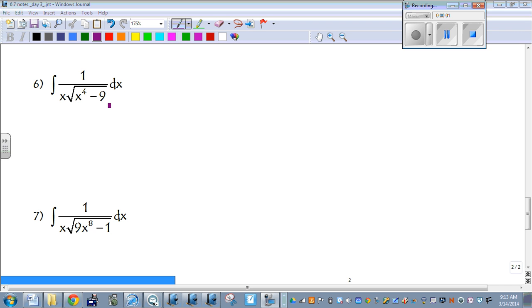Number 6, which one does this resemble? Inverse secant, right? Inverse secant is the only one that has something on the bottom outside of the square root, right? So it's 1 over u times the square root of u squared minus 1. So this resembles inverse secant. So we're going to try and get it to look that way.